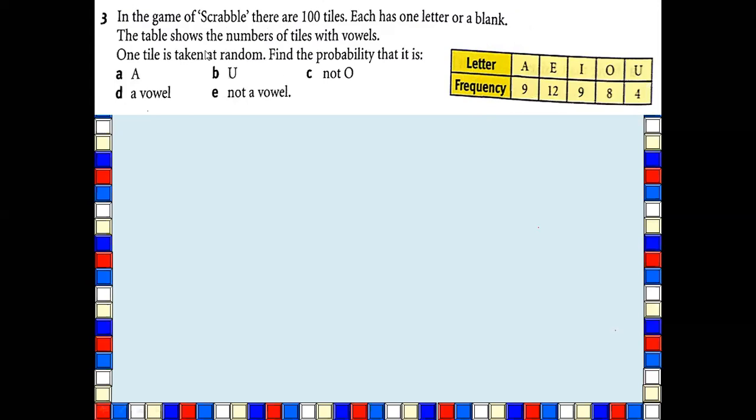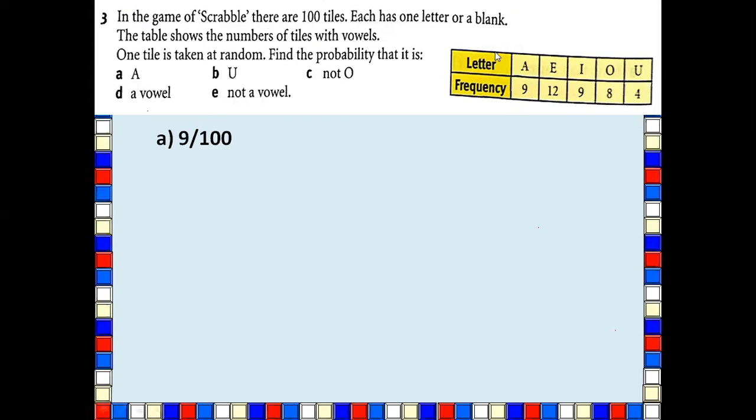One tile is taken at random. So from the words at random, we know that this is an equally likely outcome. So we can use our rule of probability: the events we are interested in over the total number of tiles. In part A, find the probability of getting the letter A. Go to your books. How many A letters do we have? We have 9 A letters over the total number of tiles, 100. So this is the probability of getting letter A.